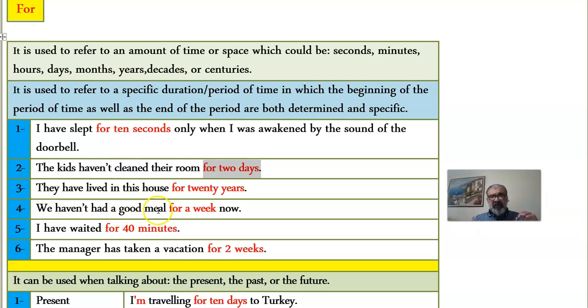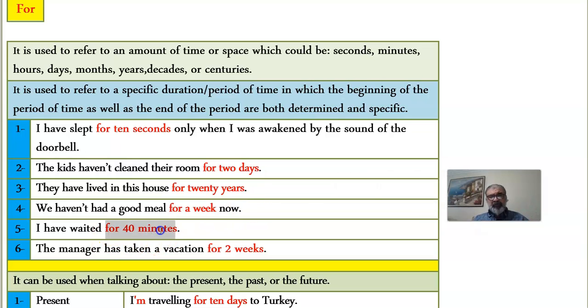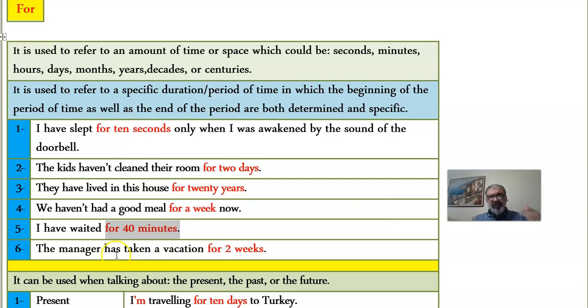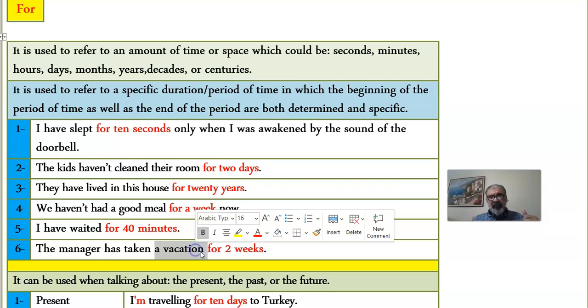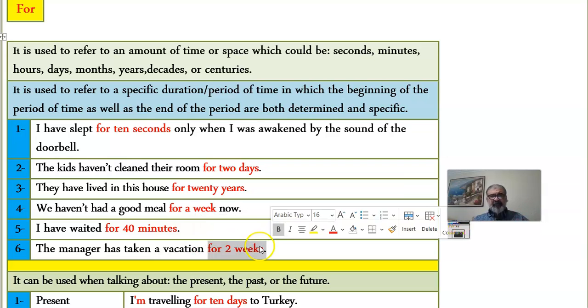We haven't had a good meal for a week now. For a week now. Again, very specific and determined. First day of the week, last day of the week. I have waited for 40 minutes. Again, very specific time. First minute, minute 40. The manager has taken a vacation for 2 weeks. Okay, first day, last day.